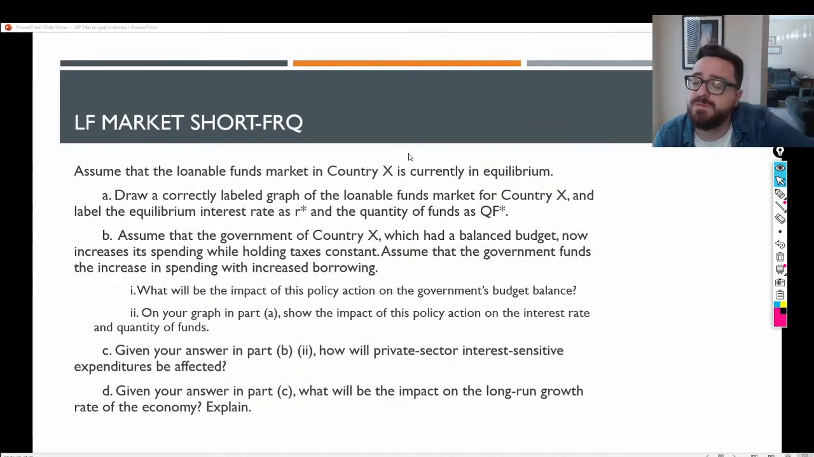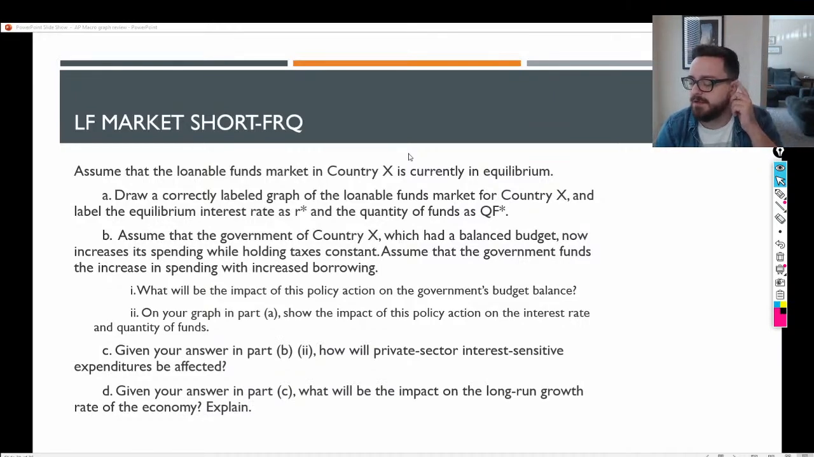So, assume that the government of Country X, which had a balanced budget, they were doing so good. The amount of money they were spending was exactly the same as their tax revenue. They had nailed it. They botched it. Now it increases their spending while holding their taxes constant. They are not changing taxes, they are increasing spending, meaning the government has to fund that spending with borrowing, which the question tells you, which is beautiful that it tells you that. The AP exam is spoon feeding you like a little baby. Here you go, here's your little food.